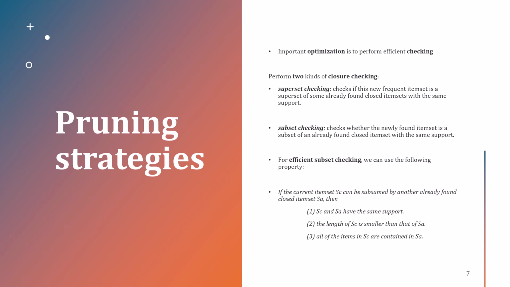For efficient subset checking, we can use the following property. If the current item set SC can be subsumed by another already found closed item set SA, then, number 1, SC and SA have the same support. Number 2, the length of SC is smaller than that of SA. Number 3, all of the items in SC are contained in SA.